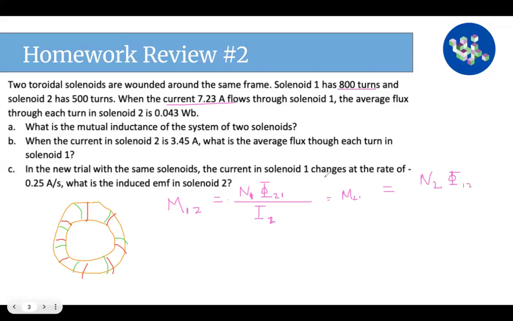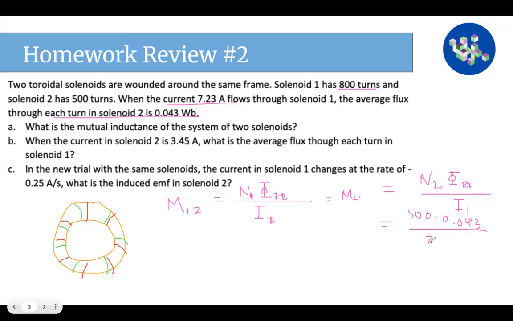All right, I'll just change my subscript notation, sorry. So that's the flux on solenoid 2 due to solenoid 1, divided by the current through solenoid 1, right? Now, I'm given that solenoid 2 has 500 turns, so this will just equal 500 times the flux through each turn of solenoid 2, which is 0.043, divided by your current through solenoid 1, right?